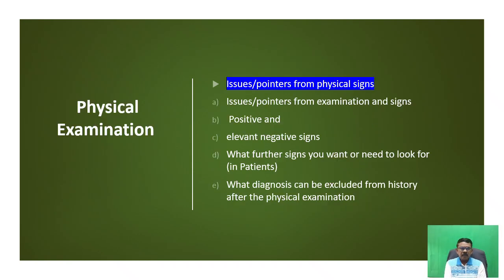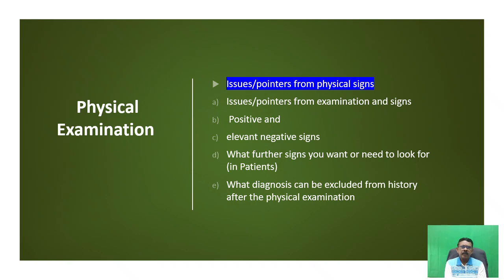Next you come to the physical examination. This is also a very important part. You try to look for signs in the patient in relation to the chief complaint and the history of present illness. Again, look for the issues and pointers from the physical signs, which can lead you to the diagnosis. Positive and negative signs must be looked for. What are the positive signs that you will look for in this patient? And also the relevant negative signs.